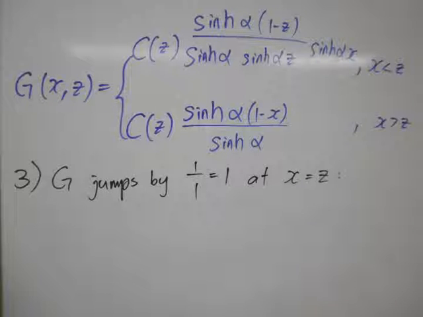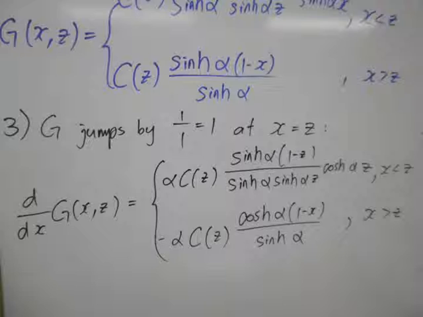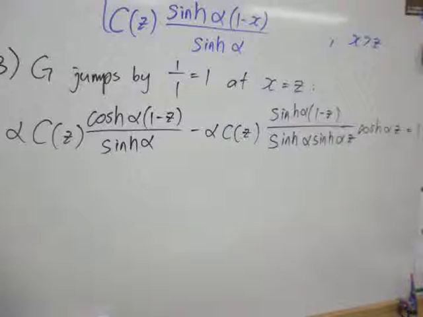In this third condition, g jumps by 1 at x equals z. To evaluate c, we first take the first derivative of g to obtain the following expressions. Since the derivative jumps by 1, the difference between the second and the first line of dg/dx is equal to 1.